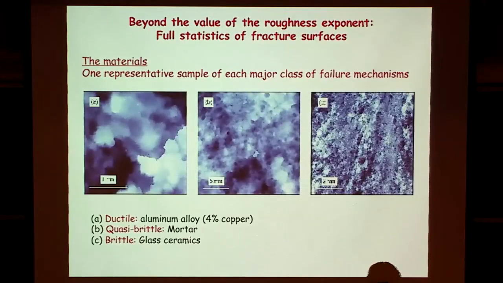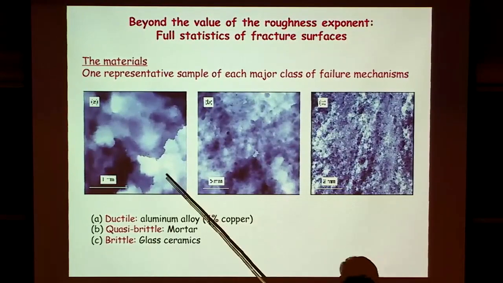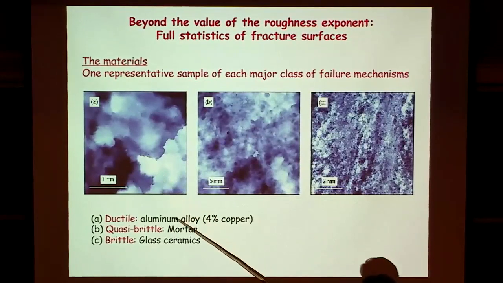So, coming back to the statistics of the fracture roughness obtained for 3D materials, I'm going to consider for this study three materials that are representative of the three classically defined main failure mechanisms, namely ductile failure. Here I will take an aluminum alloy.